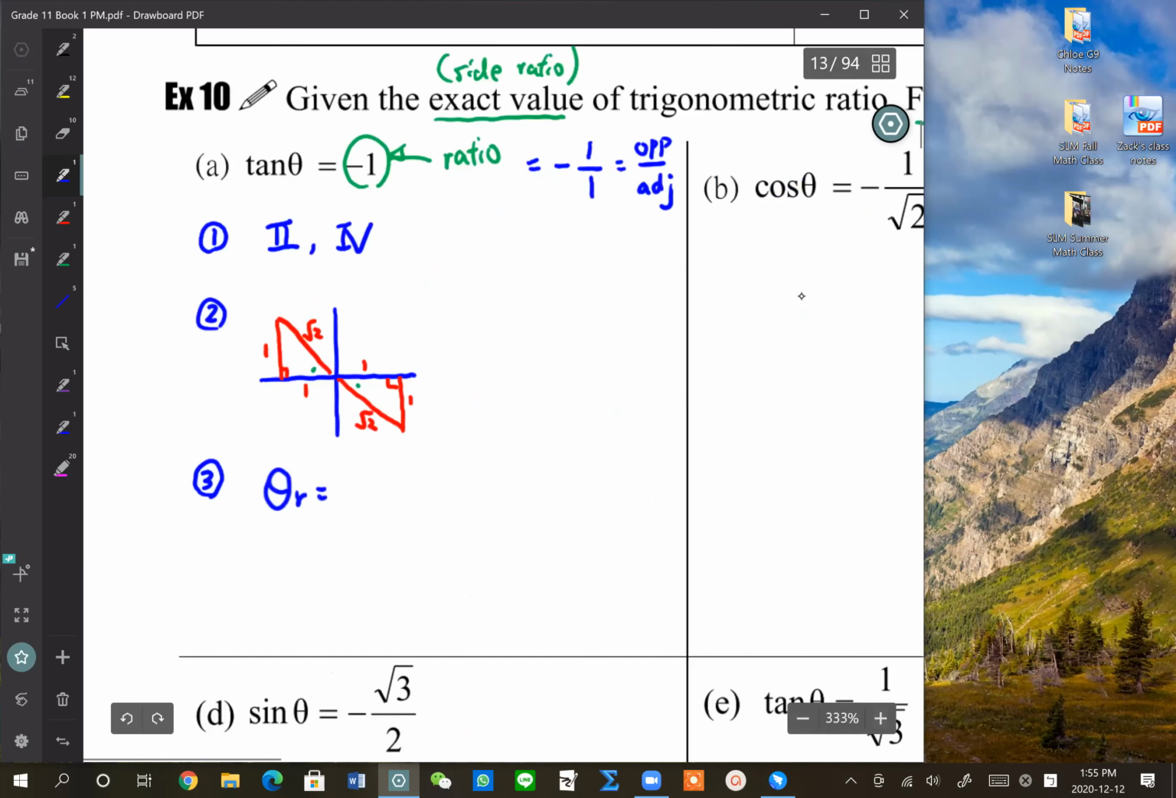So you look at this picture, right? 1, 1, square root 2. What's the reference angle? Angela? 45. Yep, 45 degree, okay? The one with the isosceles triangle. So finally, step 4. What is step 4 now? Brandon?